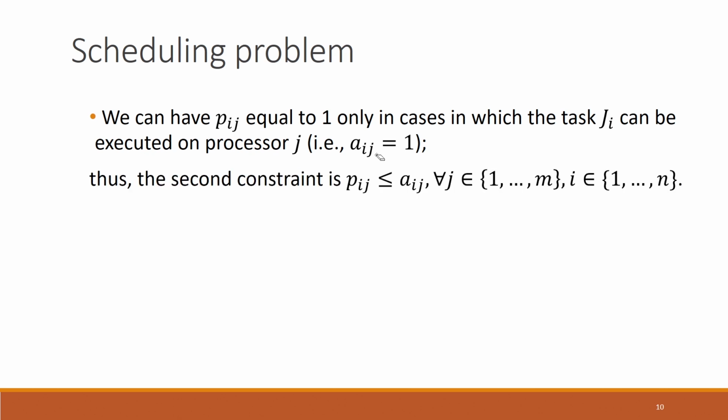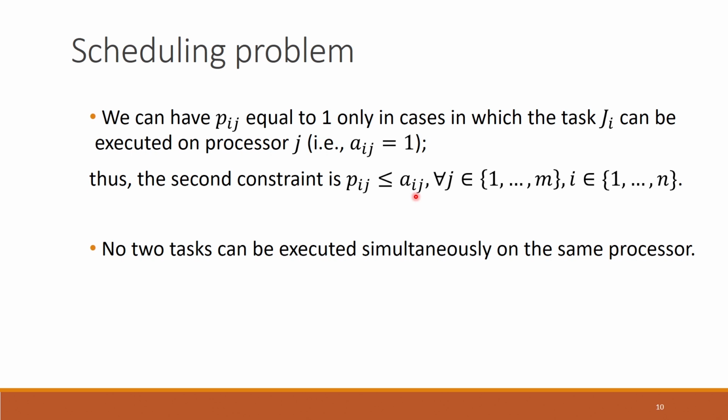And in order to ensure that, we have this constraint now. This is saying that Pij is less than or equal to Aij for all ij here. So, if Aij is equal to 0, that is, it is already given that you cannot process that task Ji on processor j, then Pij cannot be equal to 1, it has to be equal to 0. But if Aij is equal to 1, then Pij can be both 0 or 1.